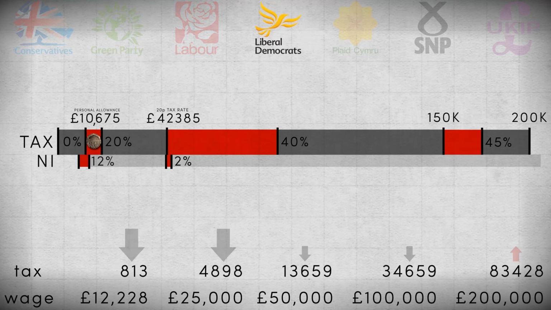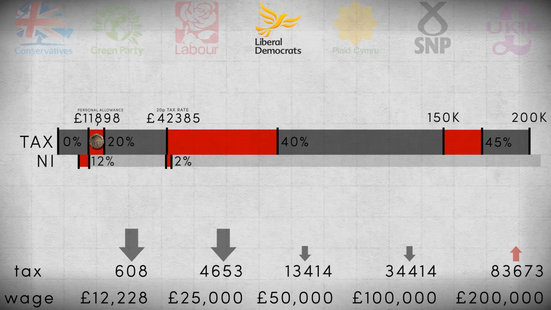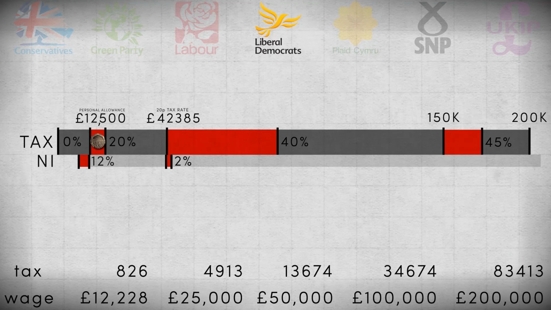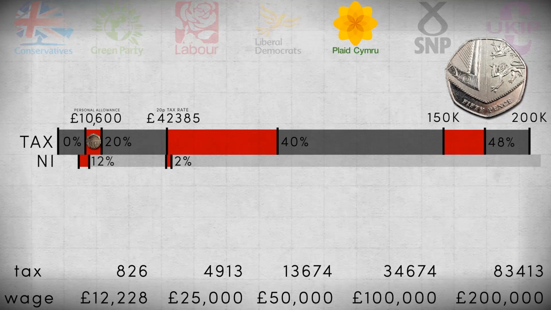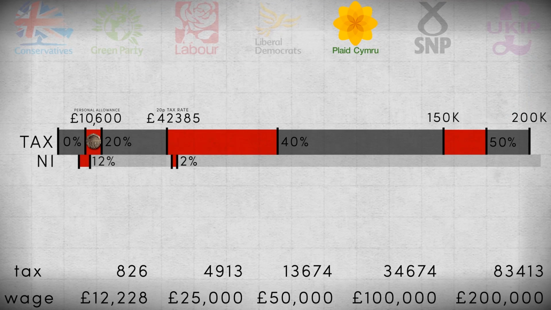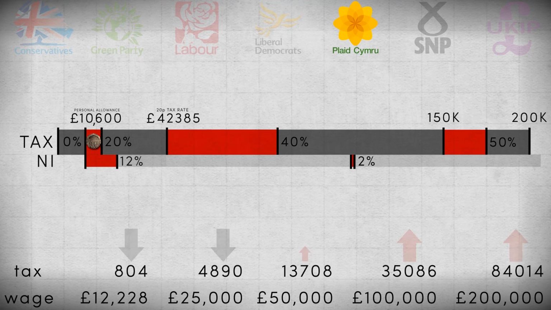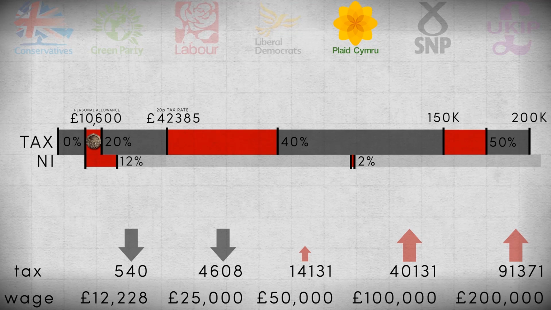The Liberal Democrats, like the Conservatives, would also like to increase the personal allowance to £12,500, but they're not proposing any significant changes to the taxation of the more wealthy. Plaid Cymru supports the 50p tax rate and, much like the Greens, also proposes to reform national insurance contributions. They want to raise the contribution threshold from £8,000 to £10,600 and raise the 2% cap to £100,000. This results in substantial tax cuts for low earners and higher contributions to social security from the wealthy.